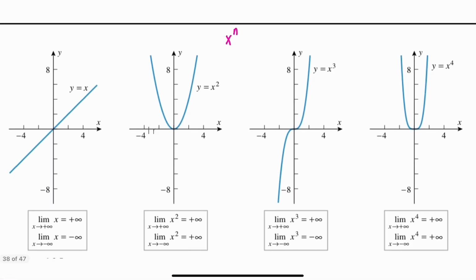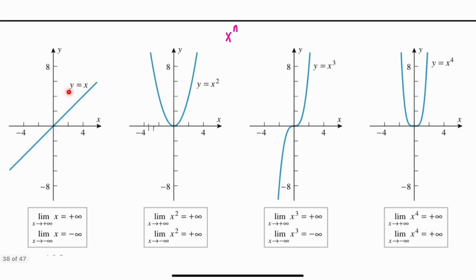So for y equals x, the curve is a line inclined to the right, intersecting the origin. The slope is positive. So as we can see here, when x increases without bound, the value of y will also increase without bound.